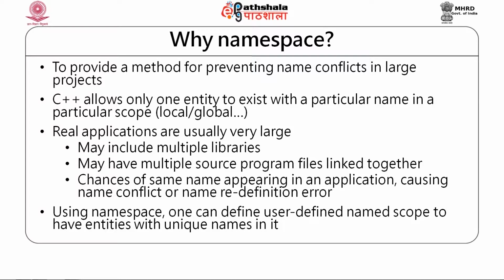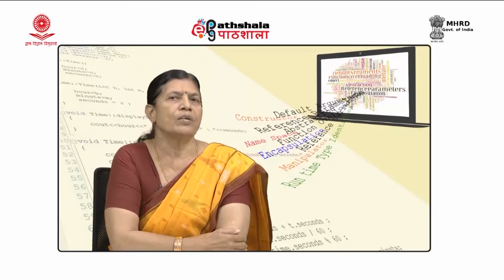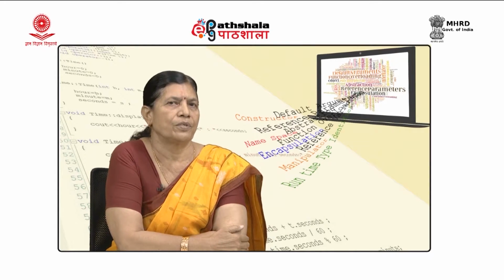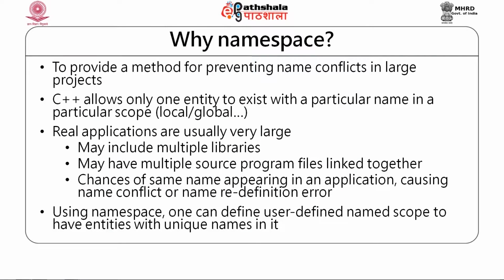Another situation where the conflict may be raised is when the application includes libraries. The libraries may be developed by different vendors, so they do not know which names other vendors have used. So, when we include the libraries from different vendors, then also it may happen that the name conflict arises. If we use namespace, it helps us to get rid of this name redefinition error or name conflict, because now we are defining our own user defined scope to have unique items in the namespace.